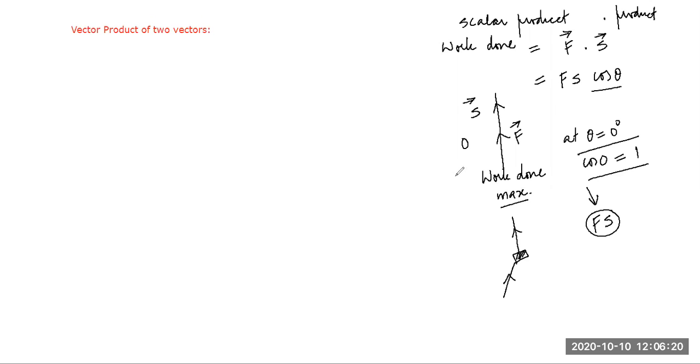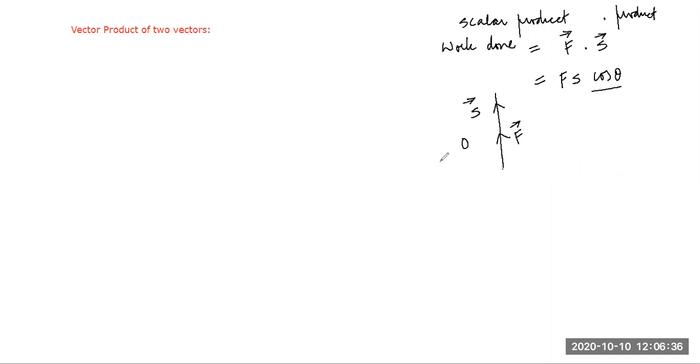But then we want to talk about the vector product of two vectors. Interesting thing, the vector product of two vectors is also another vector. What's the direction of that? Let's see. Let's assume two vectors, vector A and vector B. We want to find its vector product.